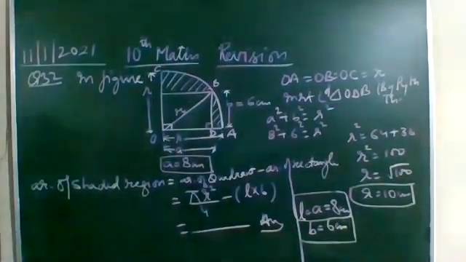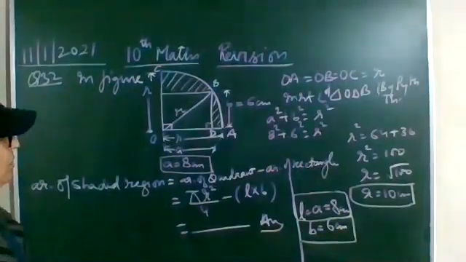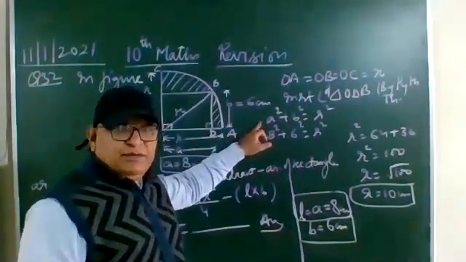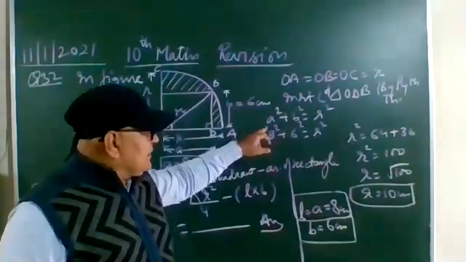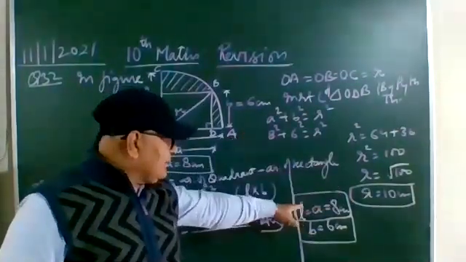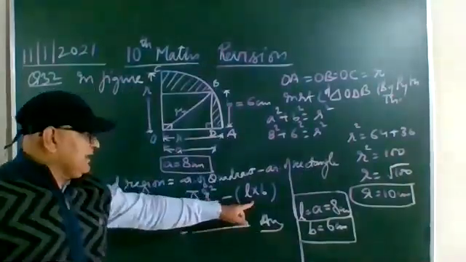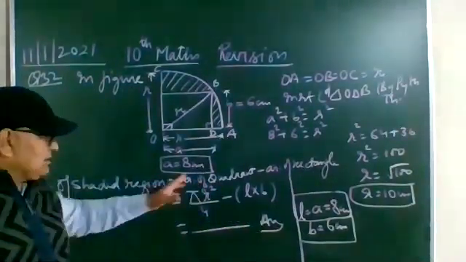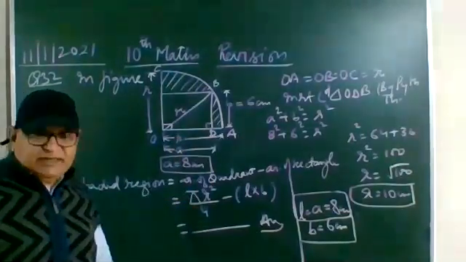See, this question will be of 3 marks. So you write the Pythagoras theorem, calculate the radius, calculate the area of rectangle, calculate the area of quadrant. If you write all these things, you will get marks for that.